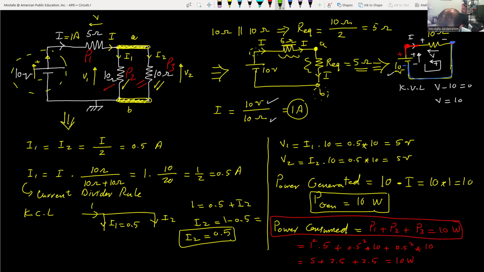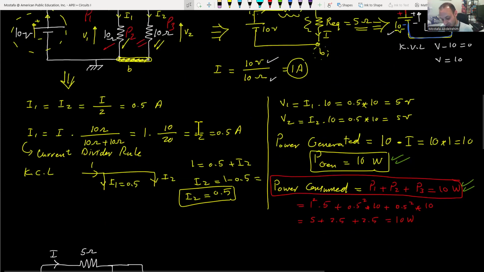So the power generated was 10 watts, and the power consumed is equal to 10 watts. Okay, so we verified. So now you are very comfortable that your solution is good. Okay, now let's take another example.